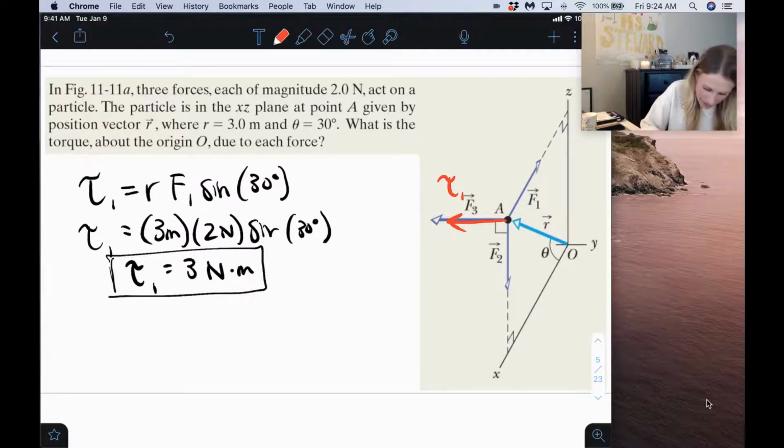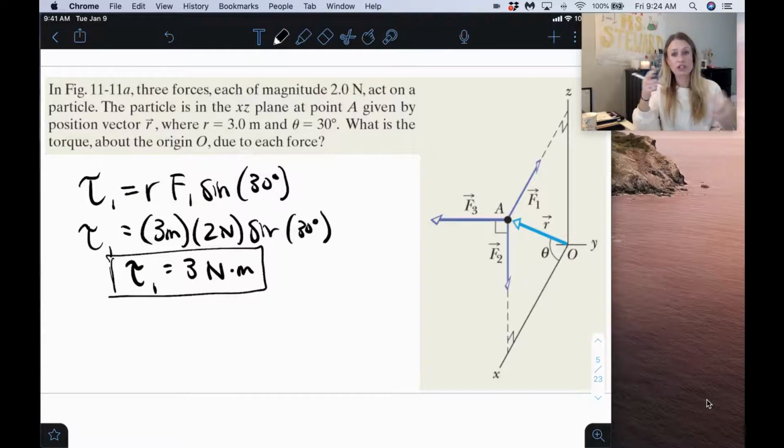Okay, I'm not going to leave that on the picture, but just a note about direction there. Okay, so let's look at torque from force 2. Force 2 is directed straight downward in the negative z direction in this picture.